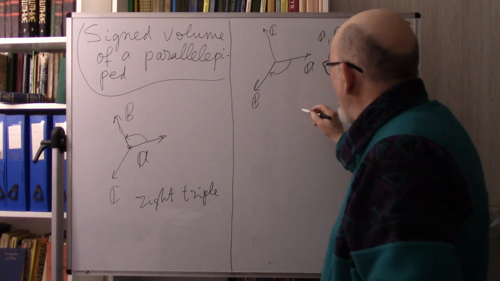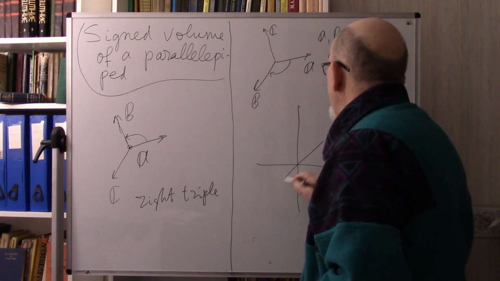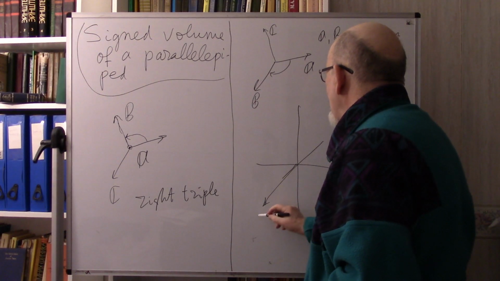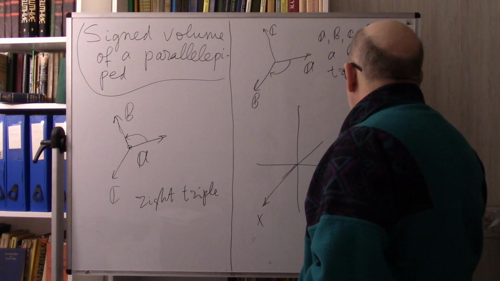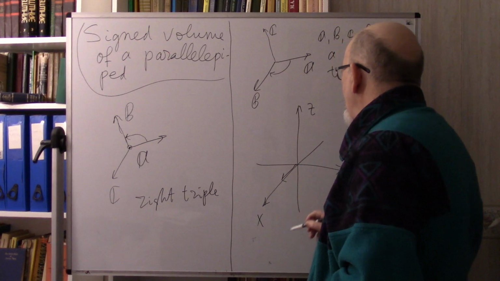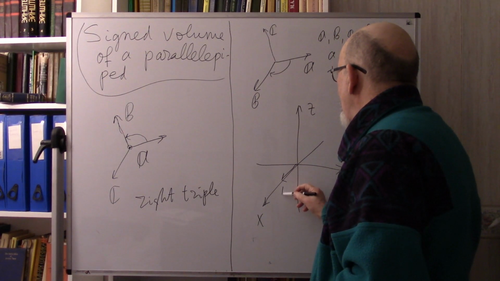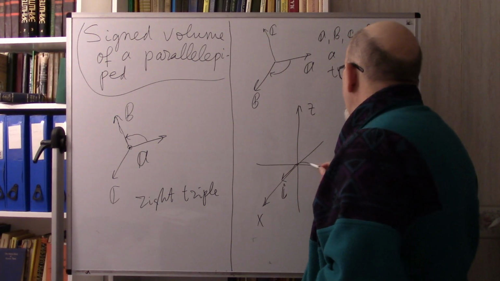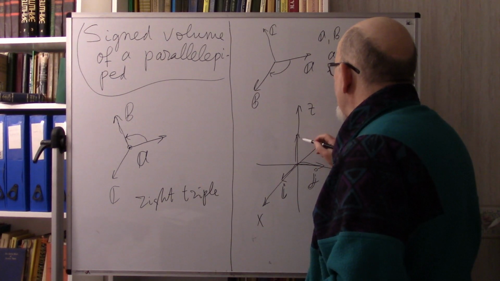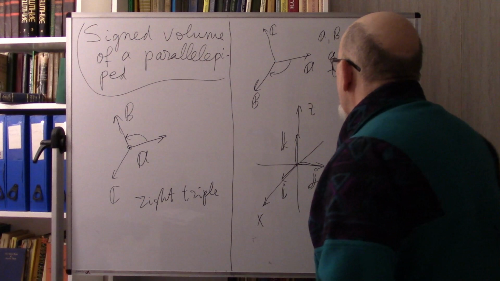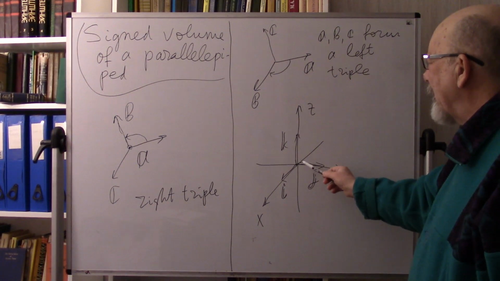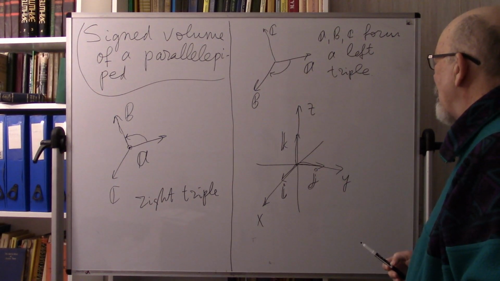Now, for example, consider in three-dimensional space, just Cartesian coordinates, the X, Y, and Z axes, and consider the basic vectors. So this vector is I, this vector is J, and this vector is K. So we have three basic vectors in three-dimensional space, unit vectors in the X, Y, and Z directions.